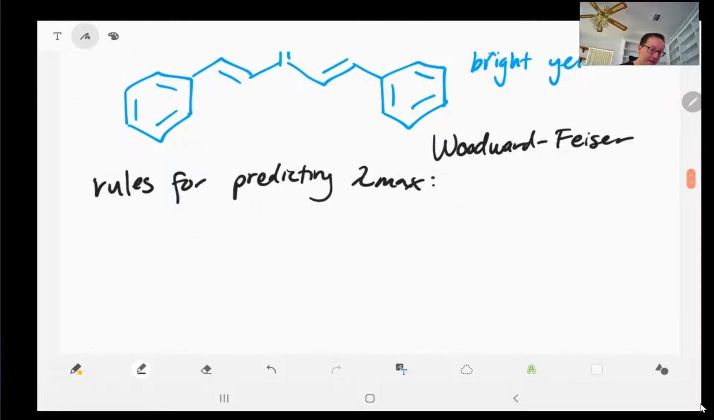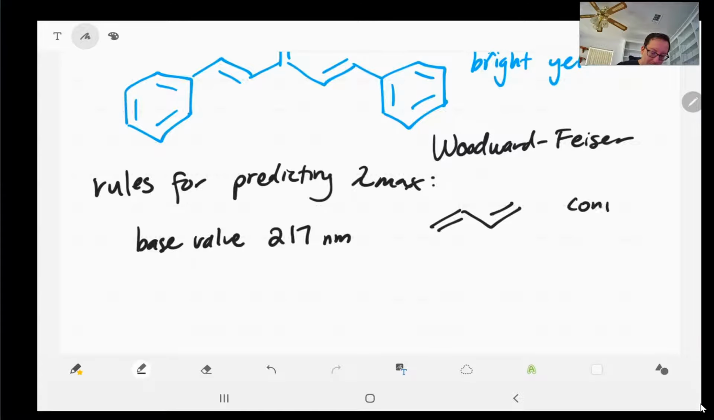So first thing is it's kind of going to give us a formula for how to predict the lambda max of a molecule that's got conjugation in it. And the first one is we're going to have our base value of 217 nanometers for just having a diene, a conjugated diene. So as soon as we have one diene in a molecule, we'll have a lambda max of 217. So this butadiene here would have that lambda max.